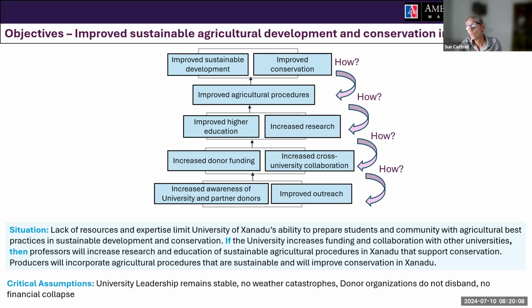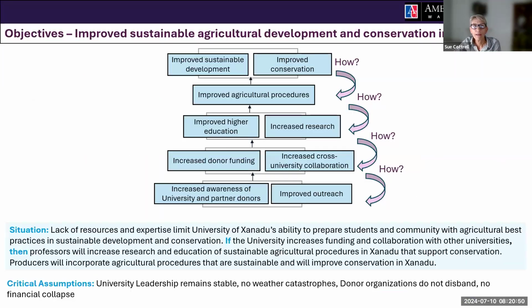Well, increased donor funding would allow higher education to improve and for research to ramp up, as well as cross-university collaborations. How would you do this? Well, increased awareness of the university and partner donors would be one way to increase donor funding, and outreach would also help increase donor funding and cross-university collaboration. So that's this theory of change. You start with this and you ask the how. That is the results framework, right? And that is now your theory of change.